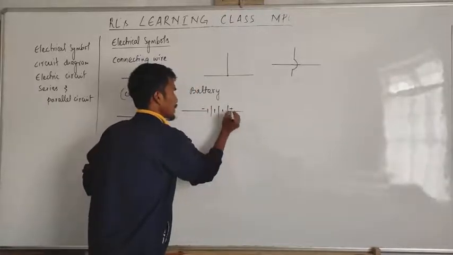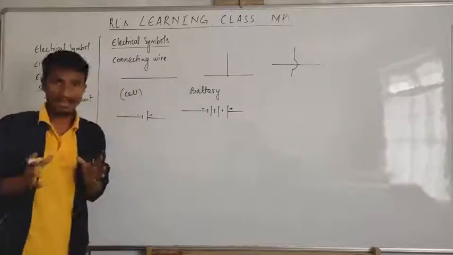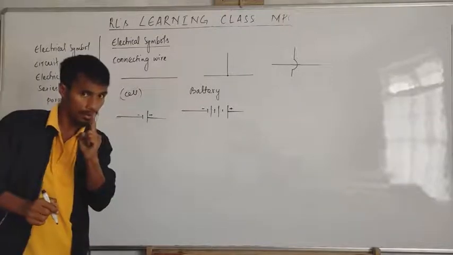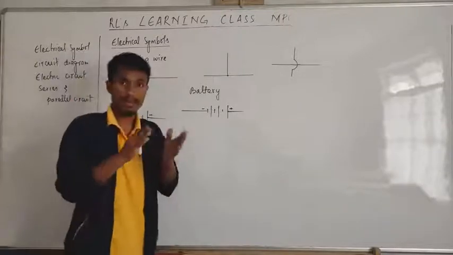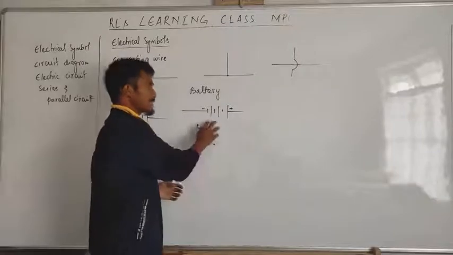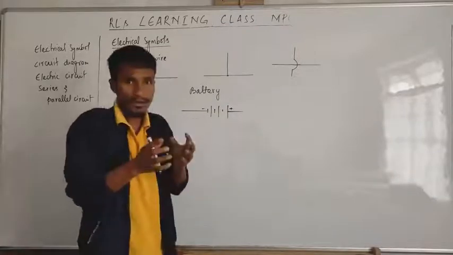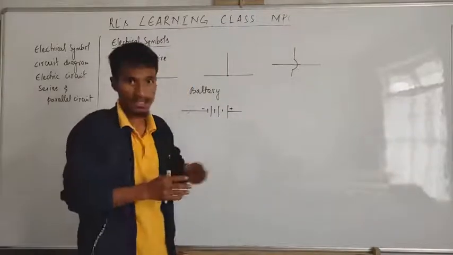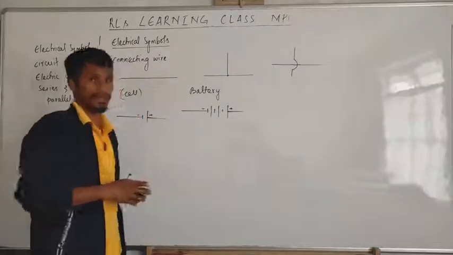Now, minus then plus. So both are cells, nothing the same, but a cell is one, but a battery is more than one. Okay, here, how many cells? There are three cells. Combined together, connected in series, will be called a battery.